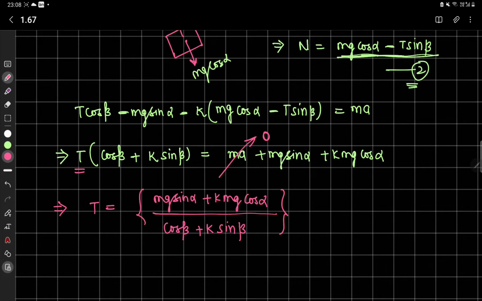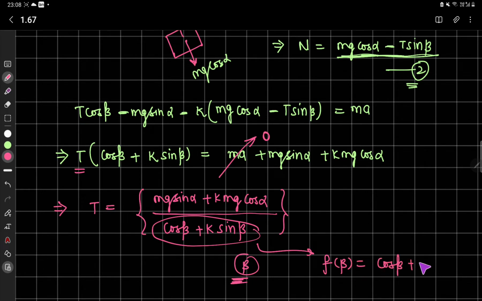Okay, now we are having only one variable, that is beta, and the angle between the inclined plane and the horizontal direction, alpha, is constant. All the terms in the numerator are constant. The denominator is variable, which is a function of beta. So let us denote f of beta is equal to cos beta plus k times sine of beta.